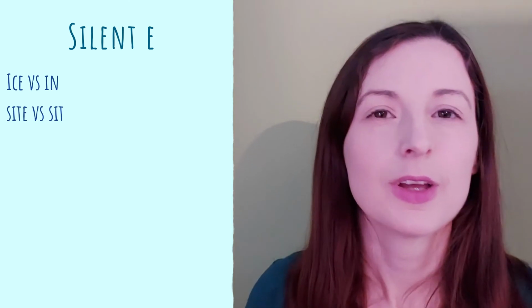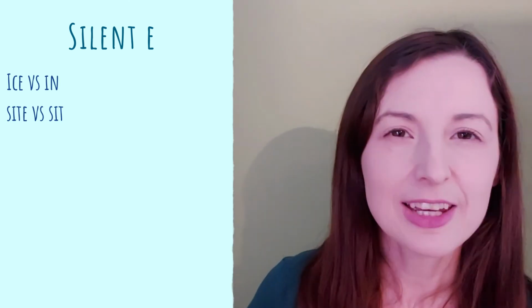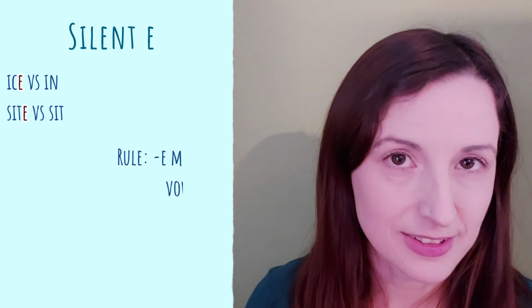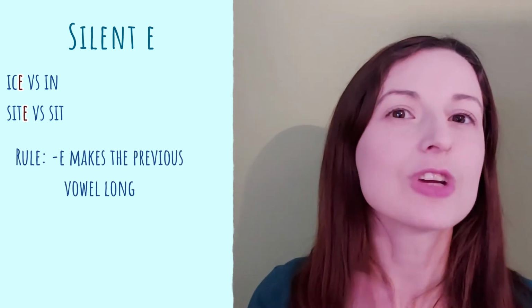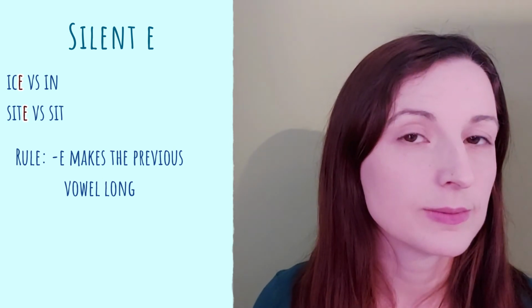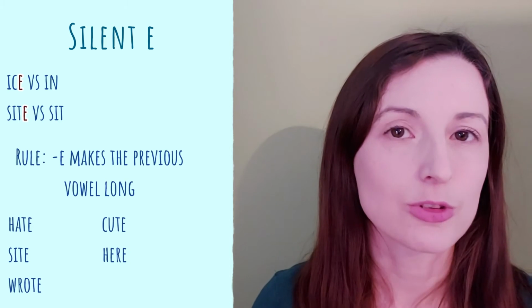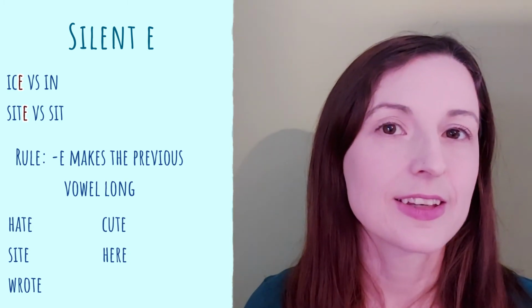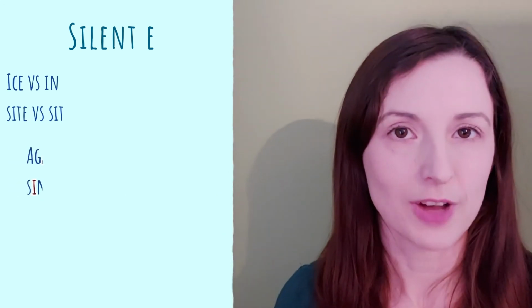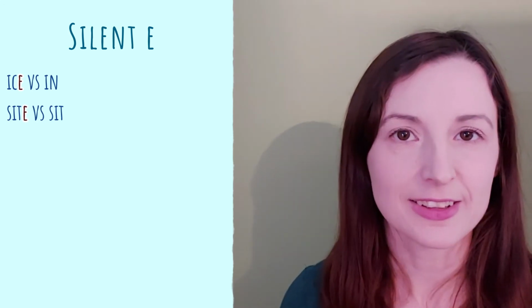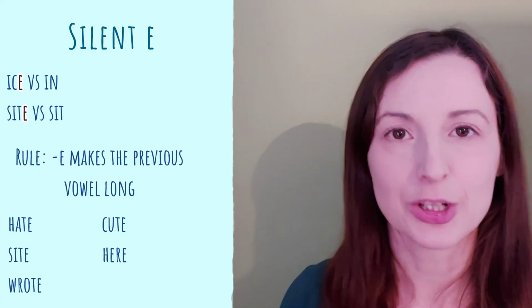But how do we know? Well, there are some rules of thumb. Let's go back to the other examples. Ice, in, sight, sin. Notice how there is an E at the end of ice and sight. While the E is not pronounced, it does make the previous vowel long. So it goes to I. In, ice, sight, sit. And we see this with all vowels. Hate, sight, wrote, cute, here.